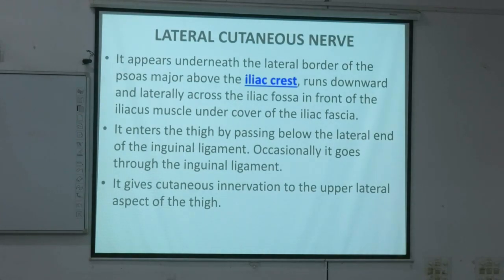Next is the lateral cutaneous nerve of the thigh. It appears underneath the lateral border of the psoas major muscle above the iliac crest, and it runs downward and laterally across the iliac fossa in front of the iliacus muscle under cover of the iliac fascia. It enters the thigh by passing below the lateral end of the inguinal ligament, and occasionally it goes through the inguinal ligament. It gives cutaneous innervation to the upper lateral aspect of the thigh. This is a branch from the lumbosacral plexus, not a branch from the femoral nerve. You have to remember.